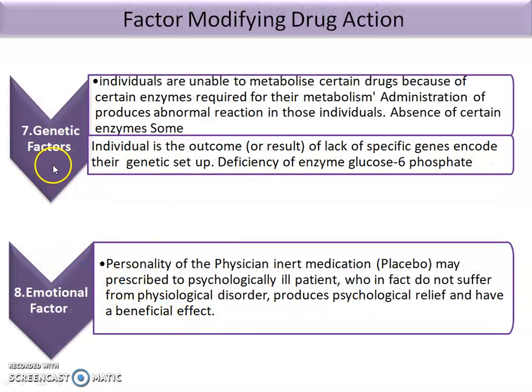The next factor is the genetic factor. Some individuals are unable to metabolize certain drugs because of the absence of certain enzymes required for their metabolism. The administration produces abnormal reactions in those individuals, because these enzymes are absent in some individuals due to the lack of specific gene coding in their genetic setup. An example is deficiency of glucose 6 phosphate dehydrogenase. Some people are deficient in this enzyme by birth, so they are unable to complete carbohydrate metabolism. That is a genetic factor, given by birth.